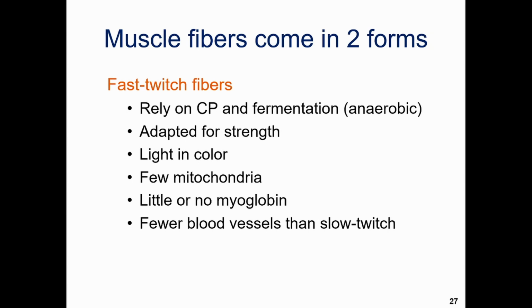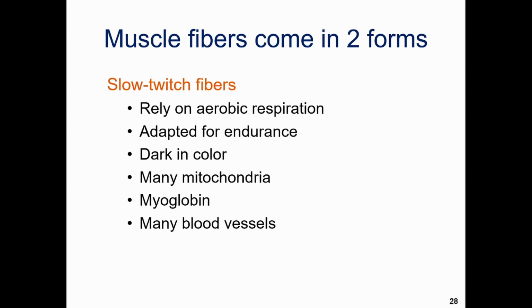In the slow twitch fibers, they do rely on aerobic respiration, and so they're adapted for endurance. You have to do something for a long period of time. They do have a lot of myoglobin, so they appear very dark due to that, and they have a ton of mitochondria because those mitochondria are the workhorses that are going to allow for that aerobic respiration. And because they're using so much oxygen, there's a lot of blood vessels because we have to bring that oxygen in through those blood vessels.